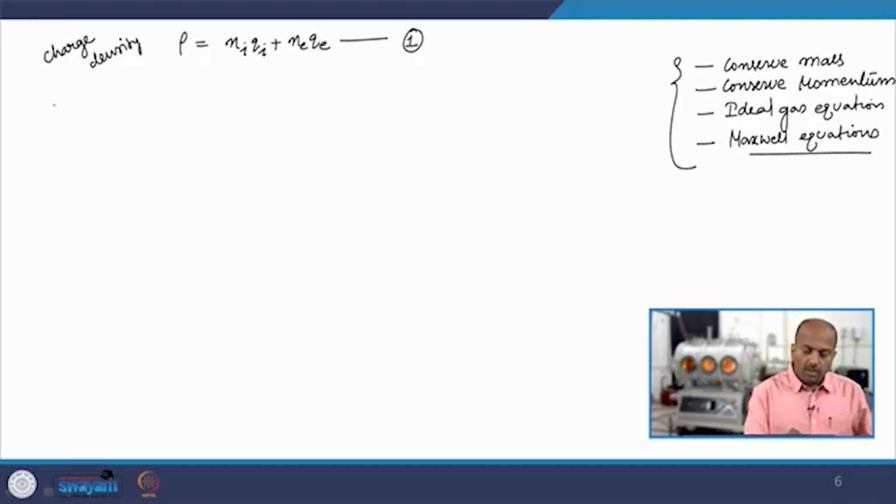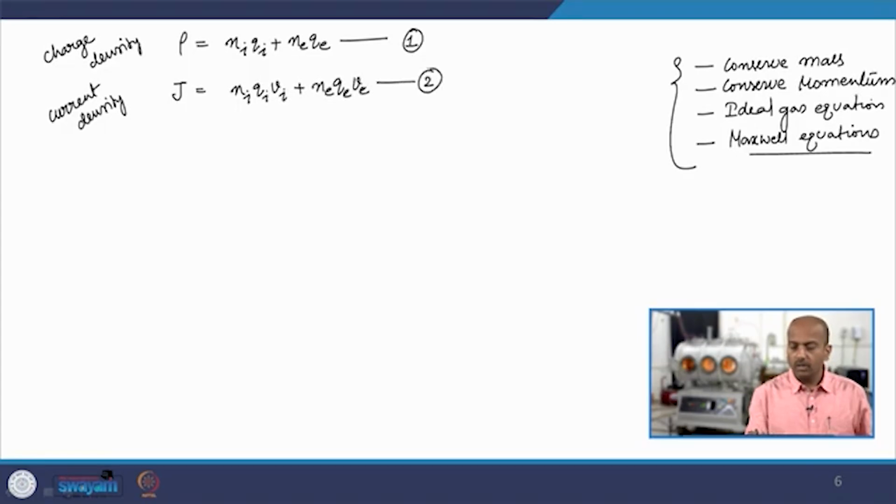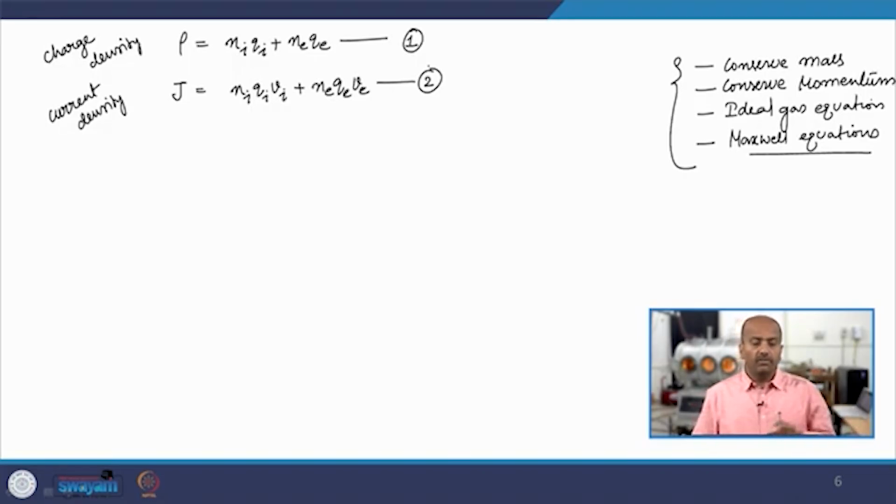Since it is moving, there are currents inside. The current density, let us say we call this J, which is equal to Ni Qi Vi plus Ne Qe Ve. N is the number of particles per unit volume, Qi is the cumulative charge of ions, Vi is the velocity of ions, plus Ne Qe Ve, same terms for the electrons. Okay. So, these are two equations.